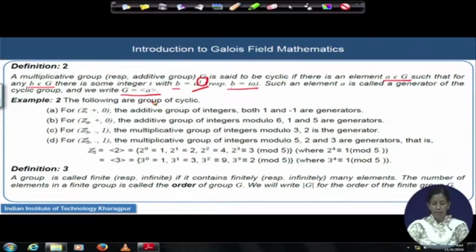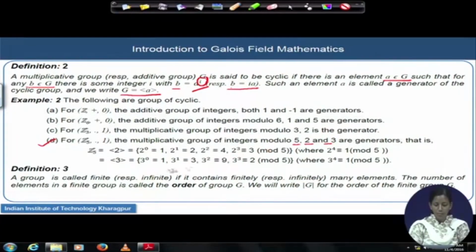We will take an example. Let us come to the example number D first, then we will go up. See this Z5 star with respect to the multiplicative operator and identity element 1. It will be a multiplicative group and its generators will be 2 and 3. How? So, what are the elements that you are having inside Z5 star? You are having the elements 1, 2, 3, 4. You cannot go beyond 5.